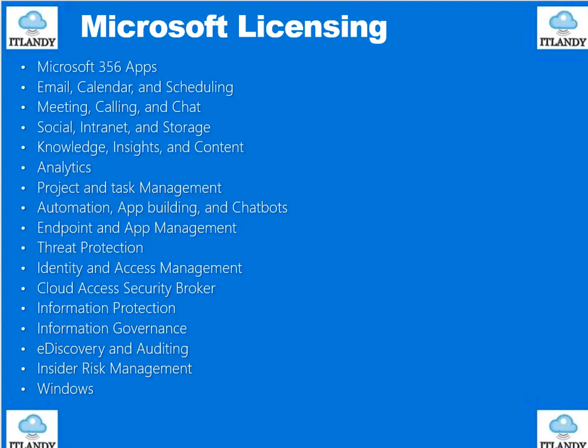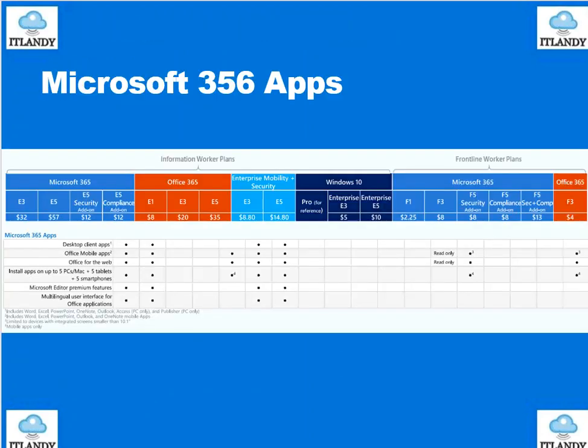Today we're going to go through each one of these in more detail, along with the features associated with them and the cost. So without further ado, I'm just going to jump to the first one, which is Microsoft 365 apps. If you recall from the previous session, we spoke about the licenses and the cost associated with them. Now, what do we get if we choose to go down the route of the information worker plans?